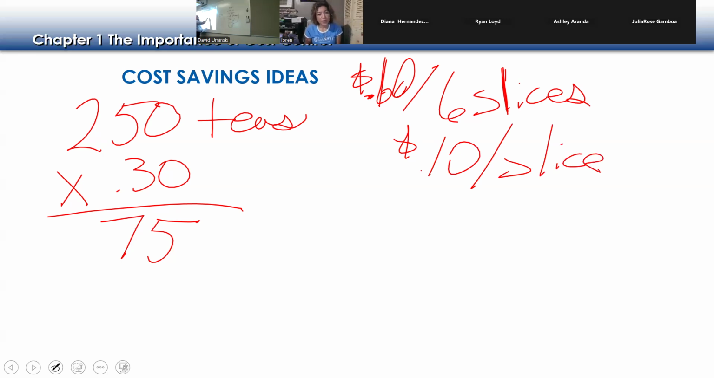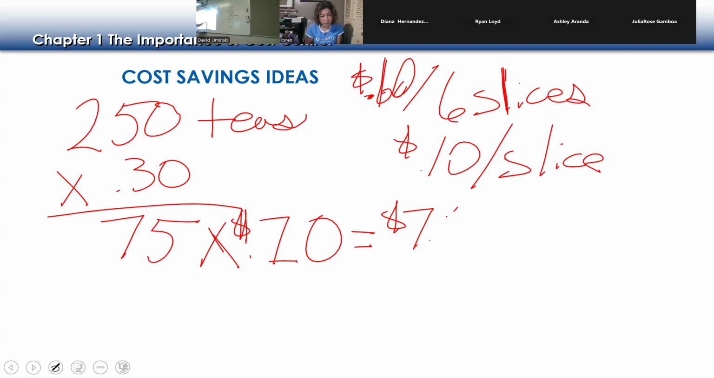So now we come over here, and this 75 slices multiplied by 10 cents is how much? $7.50.